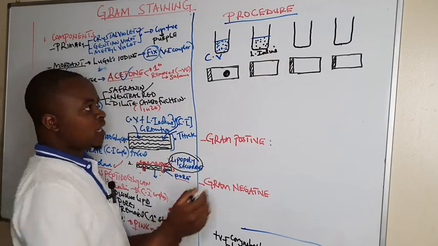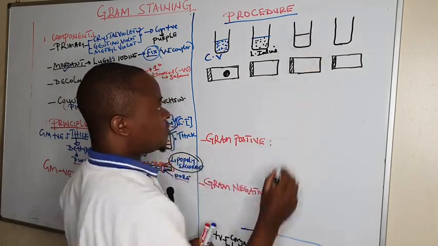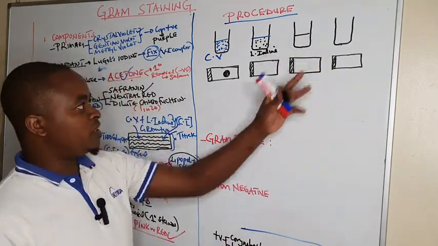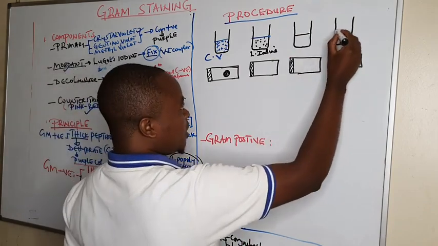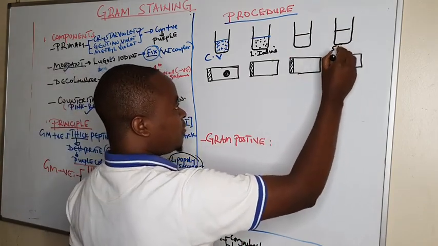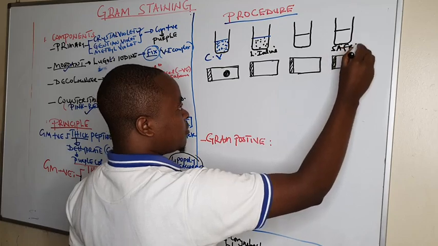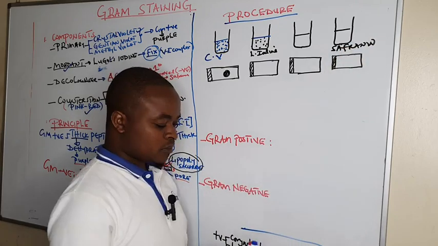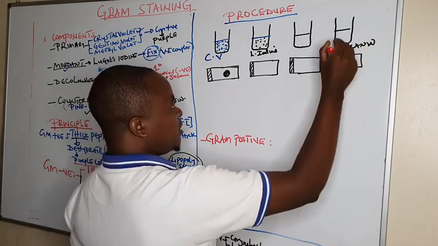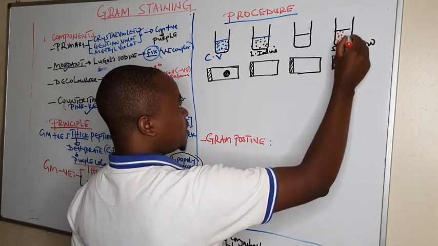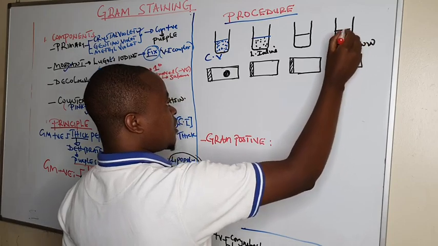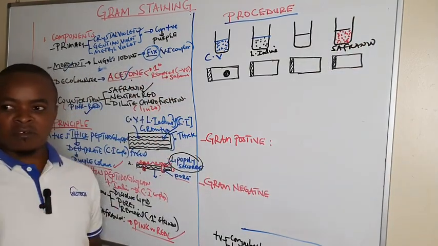Then we have the decolorizer. Since it is always colorless, I'm going to leave it like this. Then we shall have a counter stain known as safranin, which we are going to use. This counter stain is red in color. So these are the requirements we need to have under gram staining.